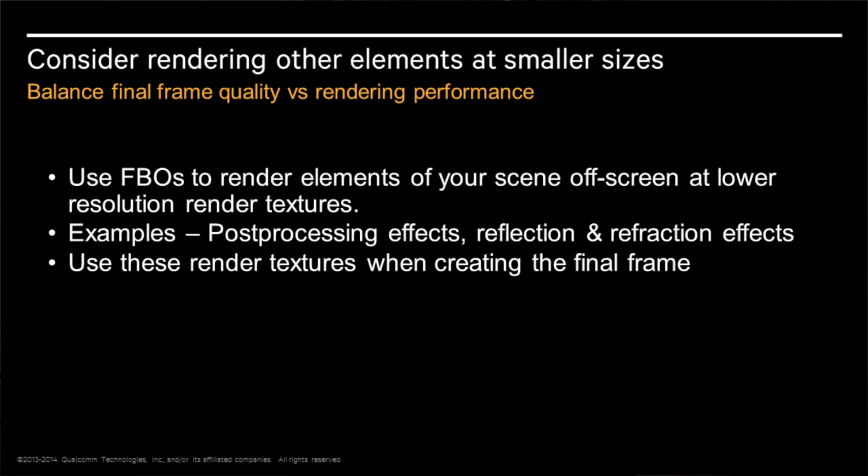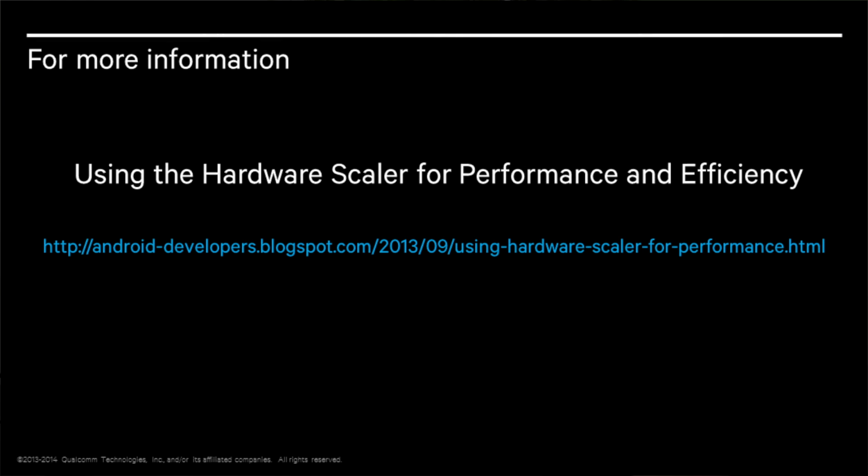You'll find that many of these techniques can still produce excellent results when executed on buffers that are half size or smaller than the main frame resolution. The key is to be aware of all rendering resolutions used, not just the final main frame size. A great article on effectively using the hardware scaler can be found archived on this Android developer blog site.